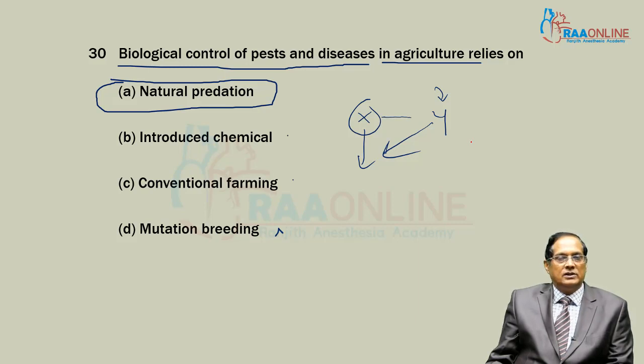And it is very good, because chemical pesticides and insecticides are harmful for the soil as well as for different types of organisms, including human beings.